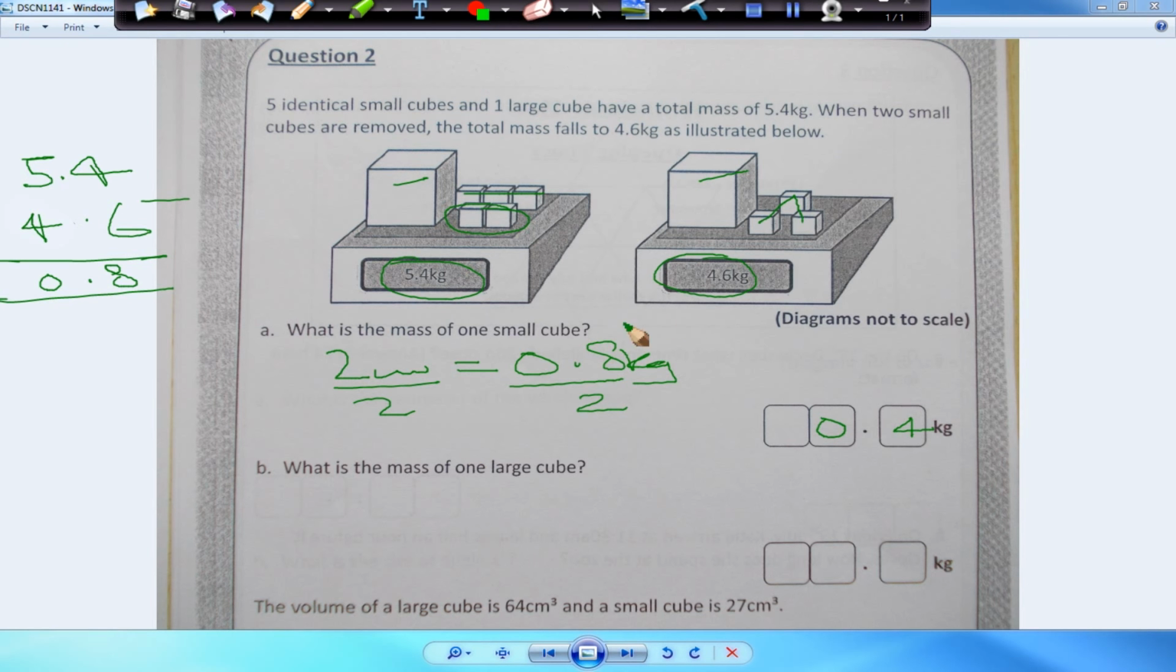Now, hang on a second. So let's change color here now. So we know that the small ones are worth how much? 0.4. So we got 3 of them here, for example. So 3 times 0.4 is equal to 1.2. Now this 1.2 here, add the large one. 1.2 plus the large weight will give us a total mass of how much? 4.6.